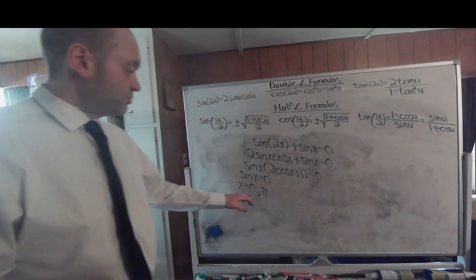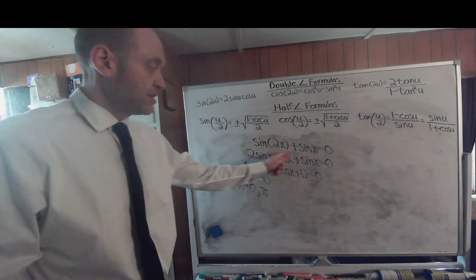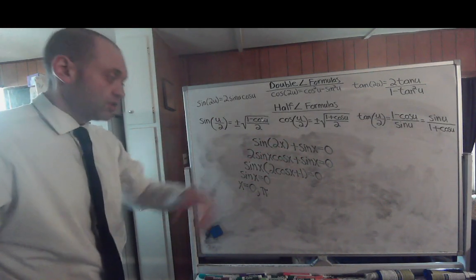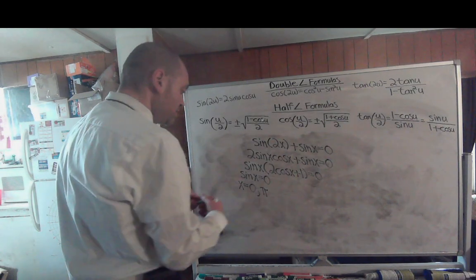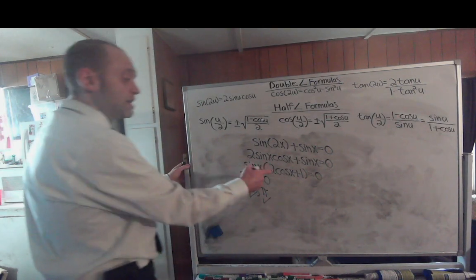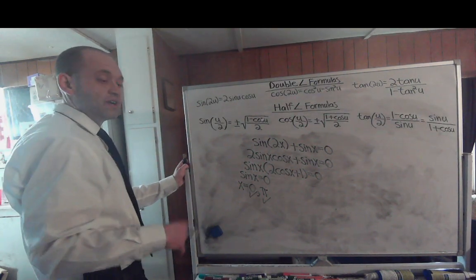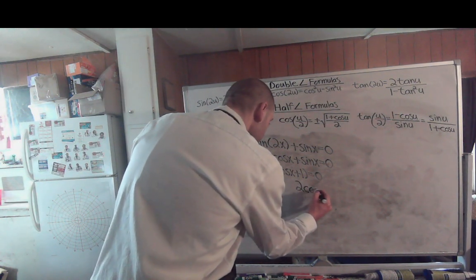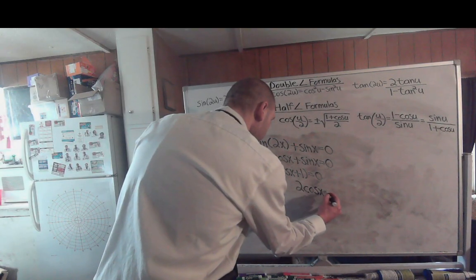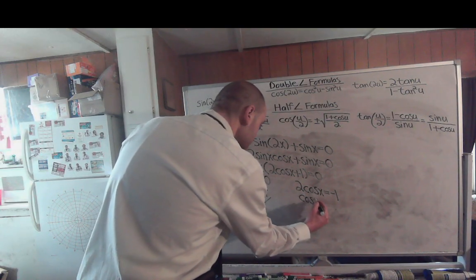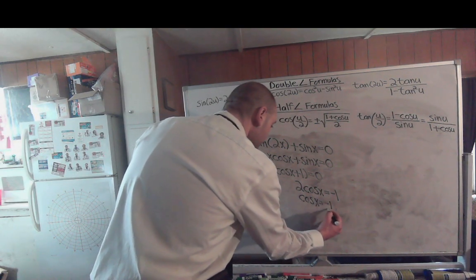In fact, if you put in 0 or pi into the original equation, you'll see that you would get 0 equals 0. So both of these work. Both of these check out. But what about for 2 times the cosine of x plus 1 equals 0? This is where it could get interesting. So 2 times the cosine of x would equal -1. That means the cosine of x would equal -1/2.